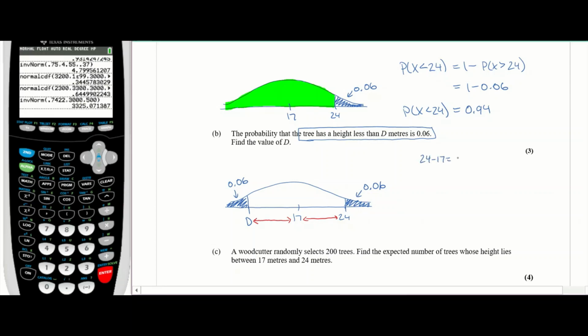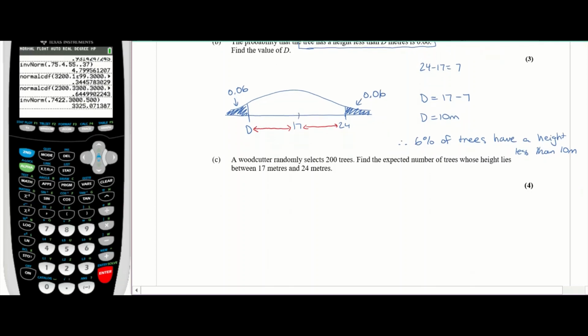So 24 minus 17 is equal to 7. And so to get from 17 to D, D is going to equal 17 minus 7. So 24 was 17 plus 7. D will be 17 minus 7, which means D is going to be 10 meters. So 6% of trees have a height less than 10 meters. Okay, so again, no calculator required, just relied on the properties of the normal distribution.